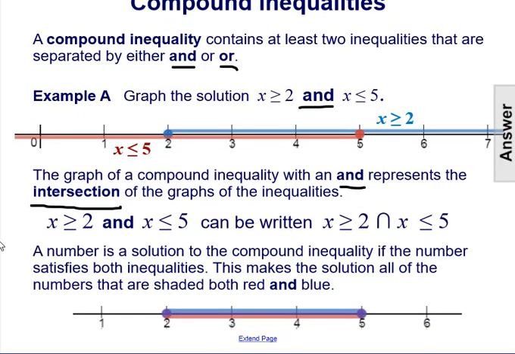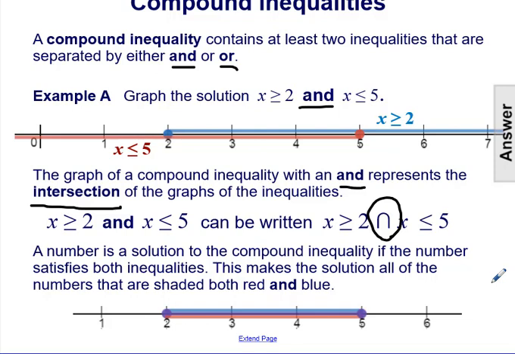So x is greater than or equal to 2 and x is less than or equal to 5 can be rewritten using the intersection symbol. It looks like an upside down U, kind of like a little hill, but that's the symbol for intersection. A number is in the solution to the compound inequality if the number satisfies both inequalities.